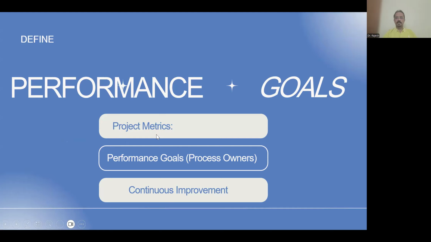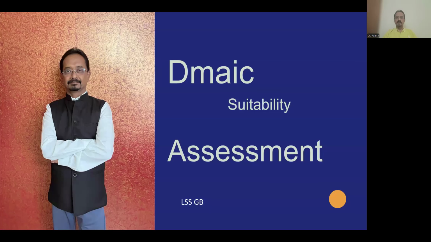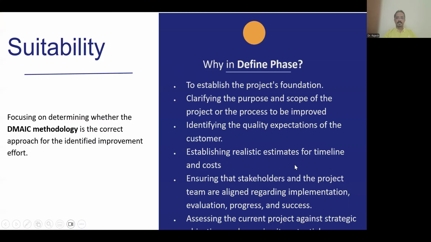As I told you, the project metrics have to be clearly defined. Okay, what I am going to get in this project. And performance goals. The process owner has to define what your performance goal is, what the success rate of this particular project is, and what continuous improvement it's going to bring in the project. And what we are going to cover now is DMAIC, how I'm going to select it. Okay, how I'm going to assess the project selection.